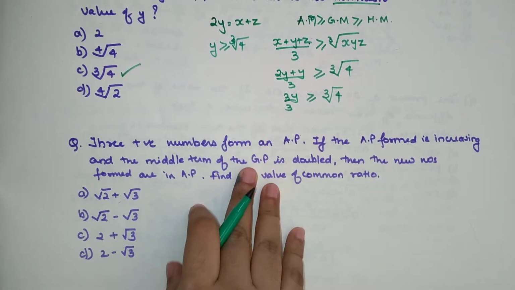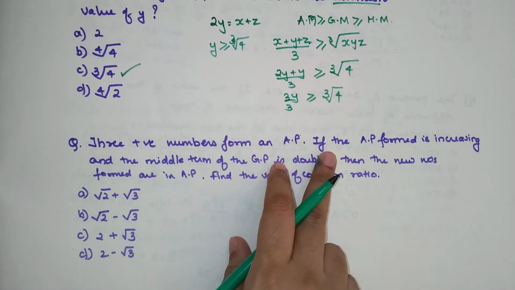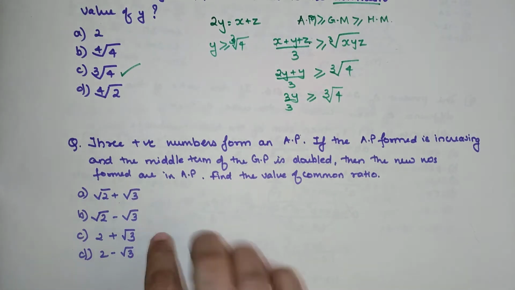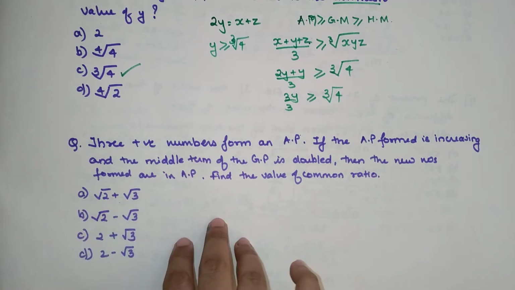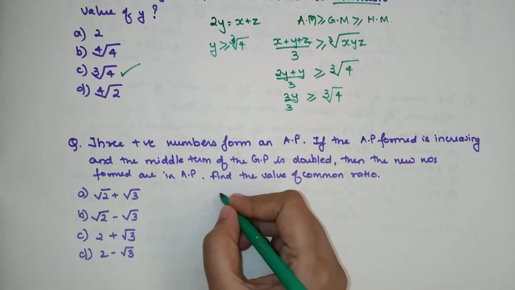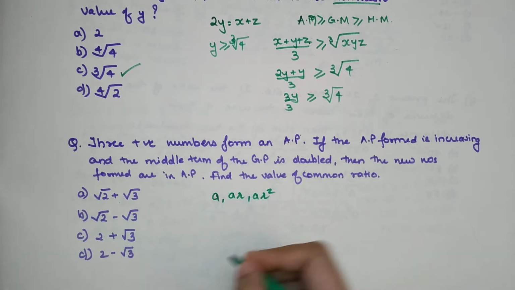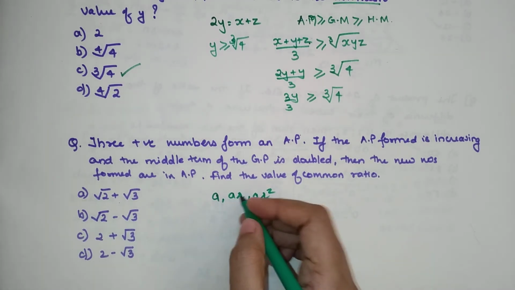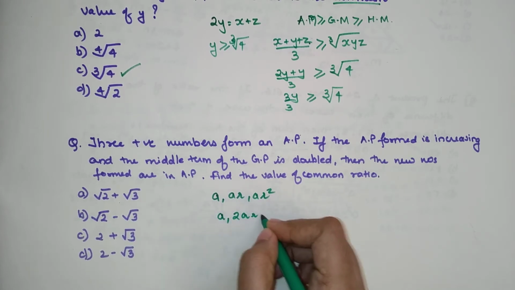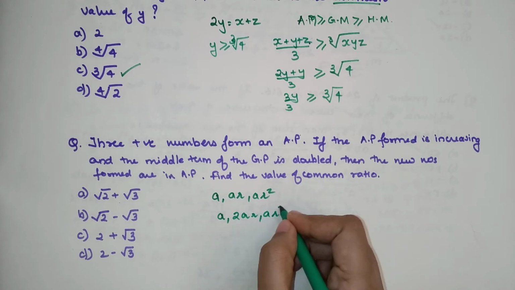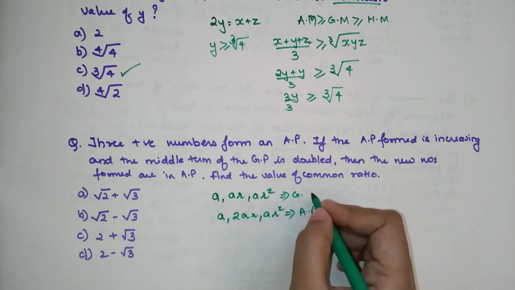So now the next one is: three positive numbers form an AP. If the AP formed is increasing, and the middle term of the GP is doubled, then the new numbers are also in AP. So the GP is, can I say, A, AR and AR square, and if the middle term is doubled, I can say the arithmetic progression series would be something like this. This was my geometric progression.